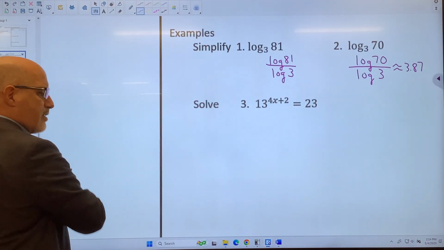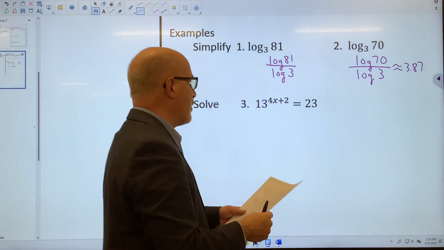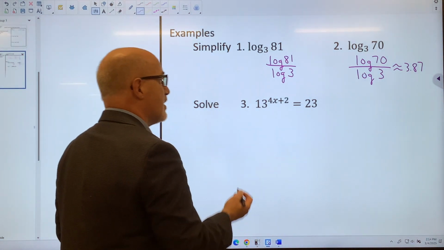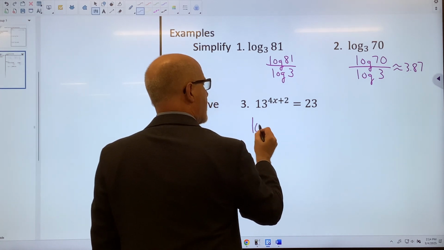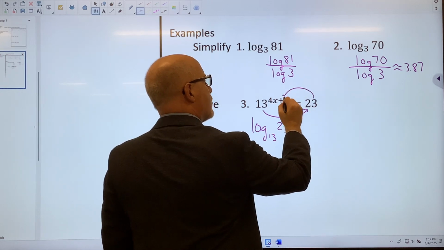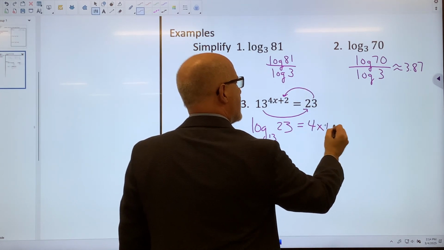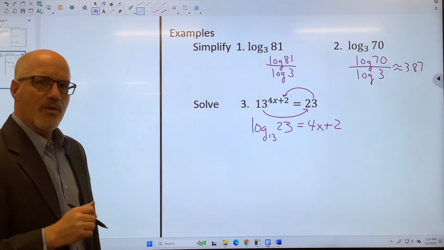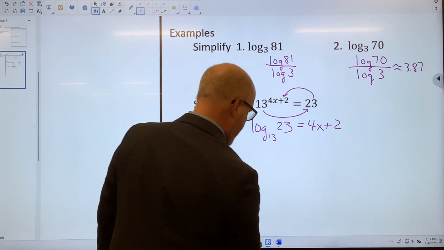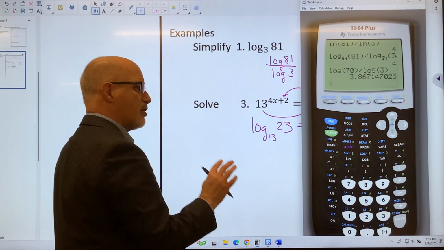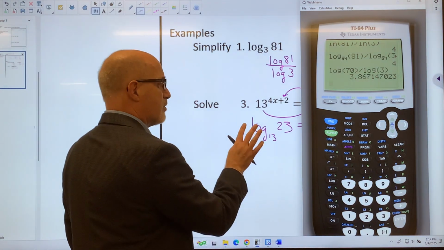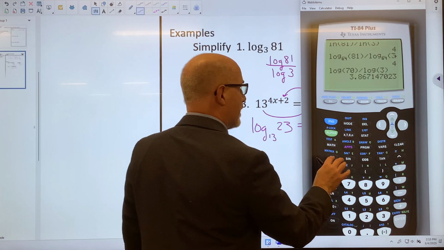All right, let's use it to solve this problem. To solve this problem, what we want to do is first of all convert this one into a logarithm. So I'm going to use my circle tool. I'm going to go log base 13 of 23 is equal to 4x plus 2. Now what's nice about this is I can now find out what log base 13 of 23 is. You could do it exactly by just leaving it like that and doing your final answer, but let me start off by just getting a decimal estimate for it.